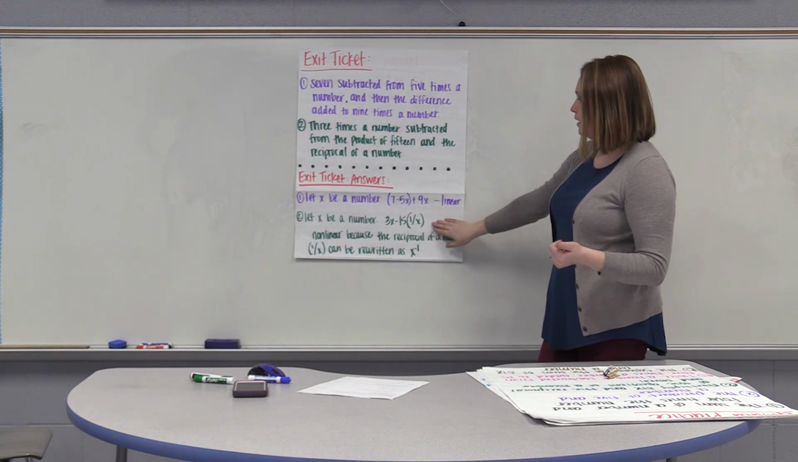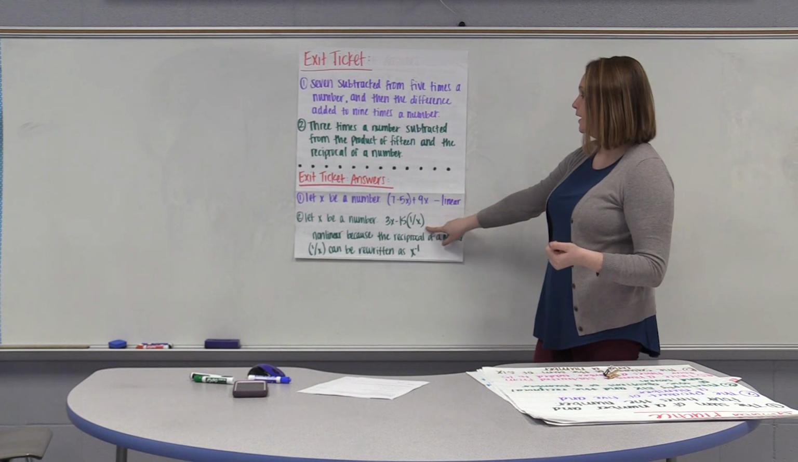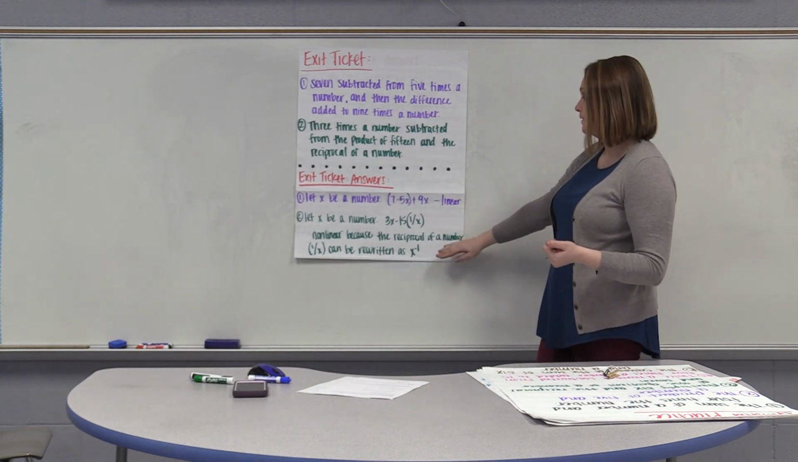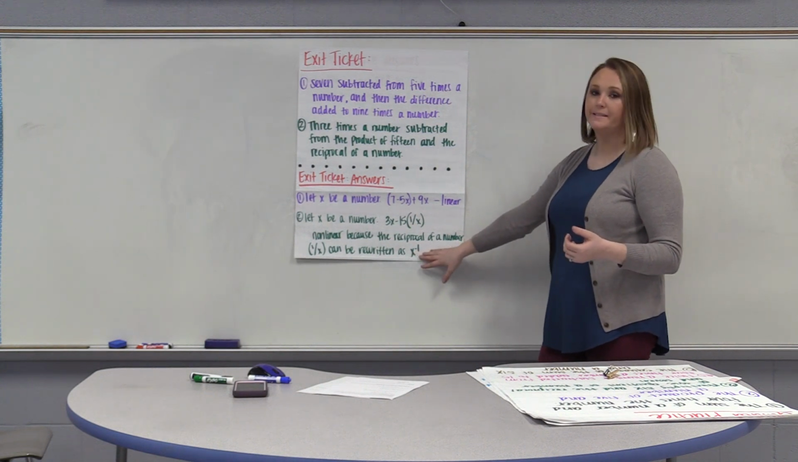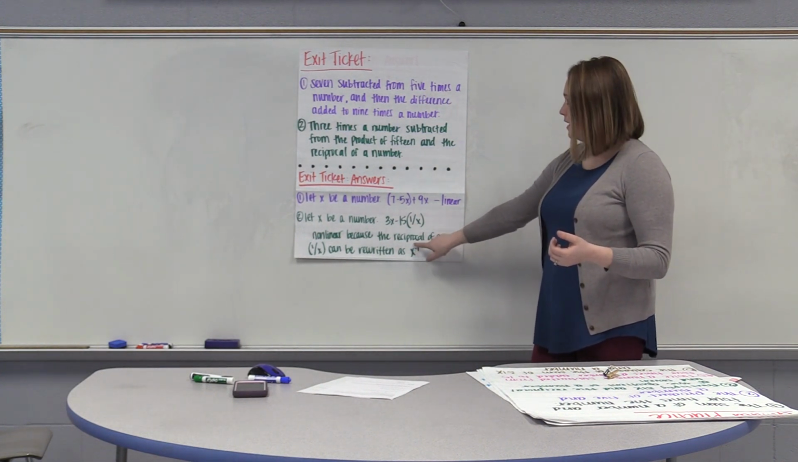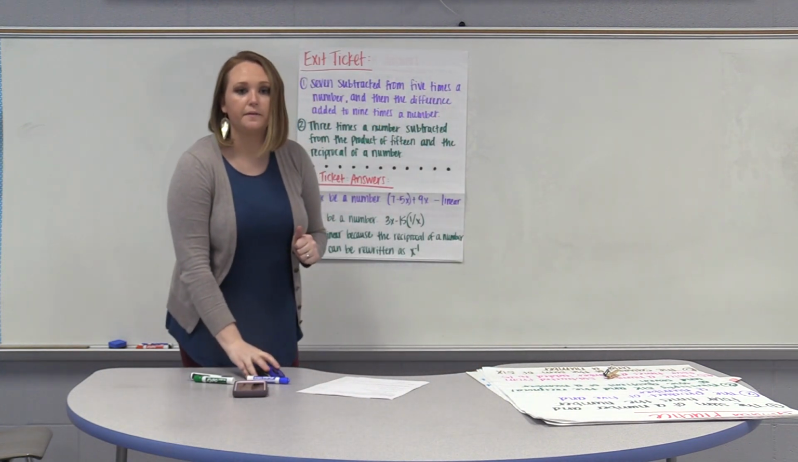For number 2, we get 3x minus 15 times 1 over x, and again it's going to be nonlinear because the reciprocal of a number, 1 over x, can be rewritten as x to the negative first power, and that's going to be an exponent different than 1 or 0.